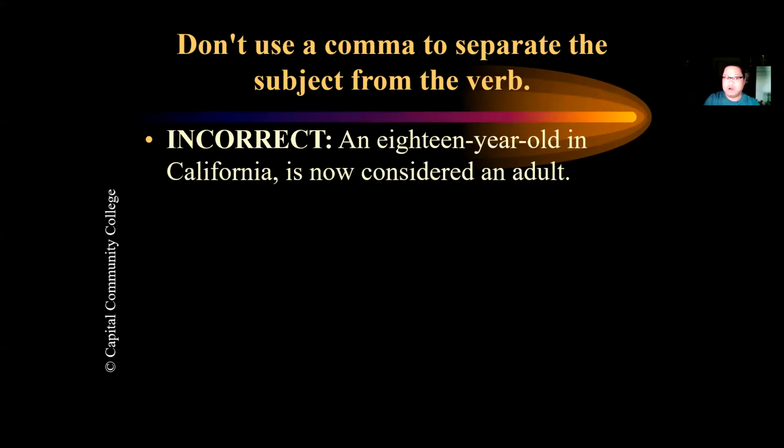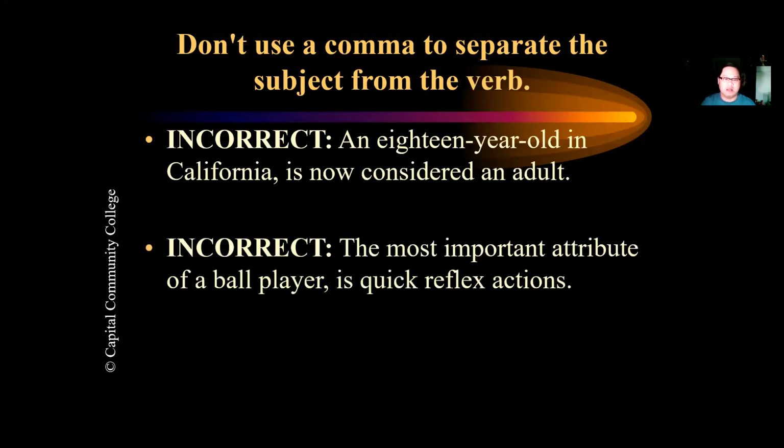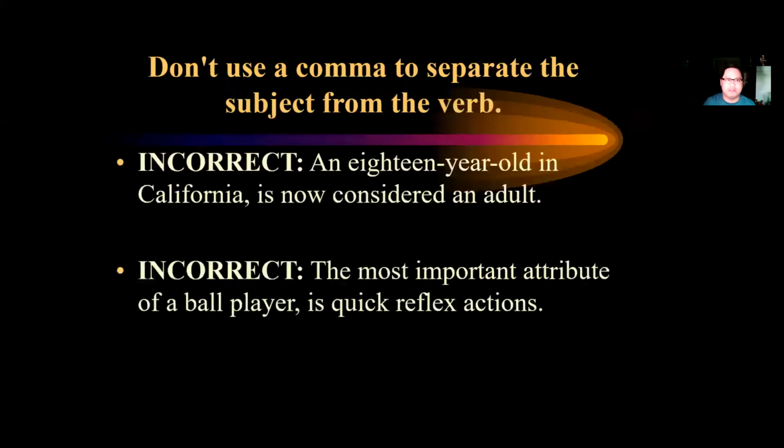Okay? An 18-year-old in California is now considered an adult. Do not separate the subject from the verb, okay? There should be no comma here. Another: the most important attribute of a ball player is quick reflex actions. There should be no comma needed here, okay? No need to put a comma in this kind of example.